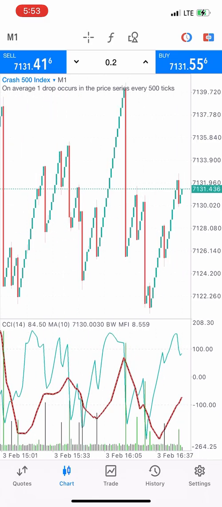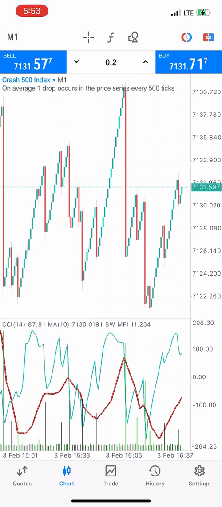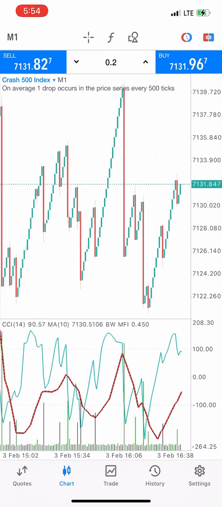This is Crash 500 index. The market is on consolidation, and this is also a very good time to use the strategy. This is the 1 minute time frame. The zoom level for this strategy is the third zoom level. Please, third zoom level, 1 minute time frame for the strategy. You can check out support and resistance levels at the 5 and 15 minute time frames using this strategy.